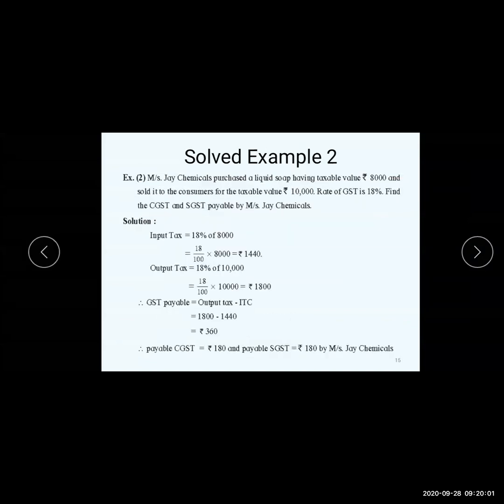So now this is the third example. MSJ Chemicals purchased liquid soap of rupees 8,000 with GST and sold it to the consumer for 10,000 with GST. Rate of GST is 18%. Find the amount of CGST and SGST to be paid by MSJ Chemicals. Now see here, note that here the prices are including GST. In the previous example it was without GST, and in this one the prices include GST.